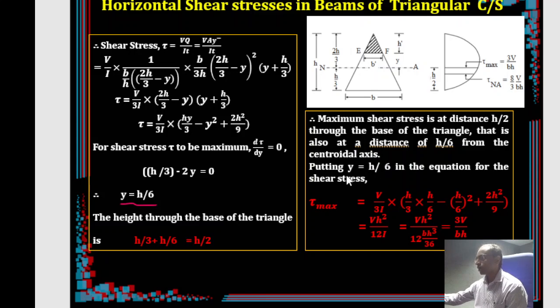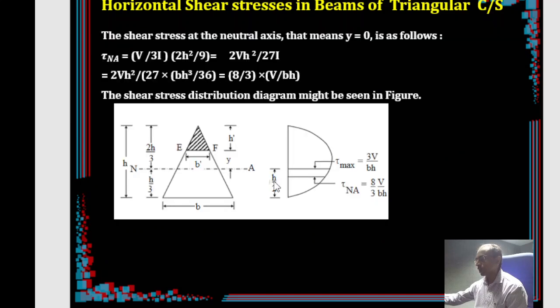So you substitute that, because our measurements are taken from the neutral axis. Whenever you want to get the maximum value, you have to put h by 6, not h by 2, right? So put that, you will be getting 3V by bh finally. Okay, so maximum shear stress will occur at a distance of h by 6 from the neutral axis, right? And at the neutral axis, if you want the value, what you have to do is put y equal to 0 in that equation, right? This is the equation you are going to get.